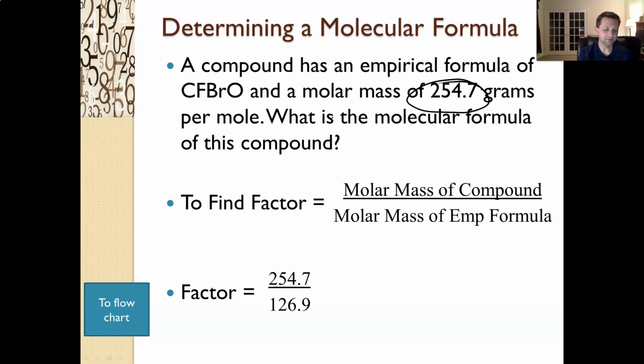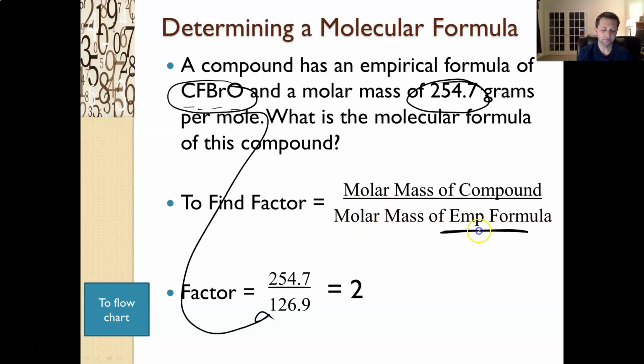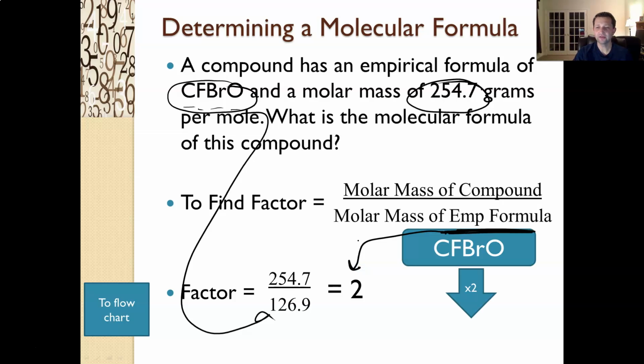Molar mass of the empirical formula, you add up 1 carbon, 1 fluorine, 1 bromine, 1 oxygen, and you get approximately 126.9. Factor is going to be 2. So what do you have to do then? If your factor is 2, you have to take your empirical formula and multiply it by 2 to get your molecular formula. So in this case, CFBrO times 2 is C2F2Br2O2. All right? So that takes care of a really quick and easy practice problem.